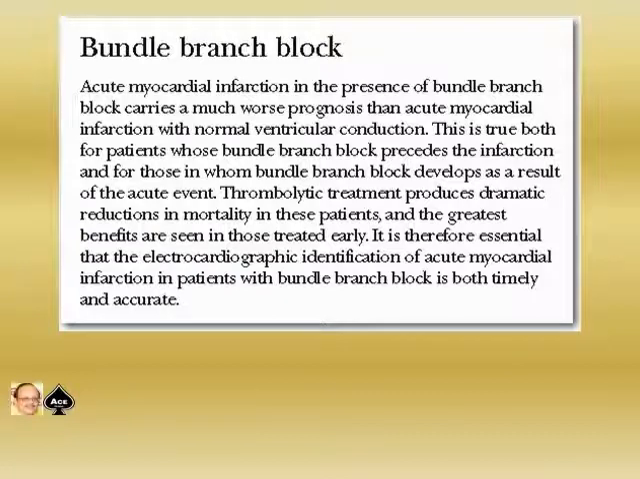See, in Down syndrome, children may have AV canal defect and also they develop something like progeria and a myocardial infarction type pattern. So that is important in children. Thrombolytic treatment produces dramatic reductions in mortality in adult patients, but we don't do it in Down syndrome. The greatest benefits are seen in those treated early. It is therefore essential that the electrocardiographic identification of acute myocardial infarction in patients with a bundle branch block is both timely and accurate.